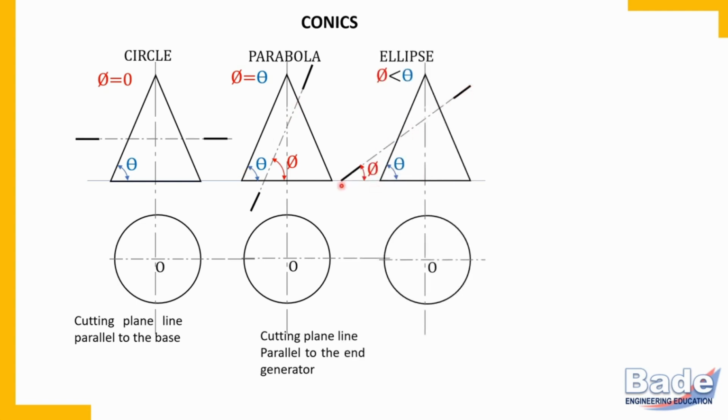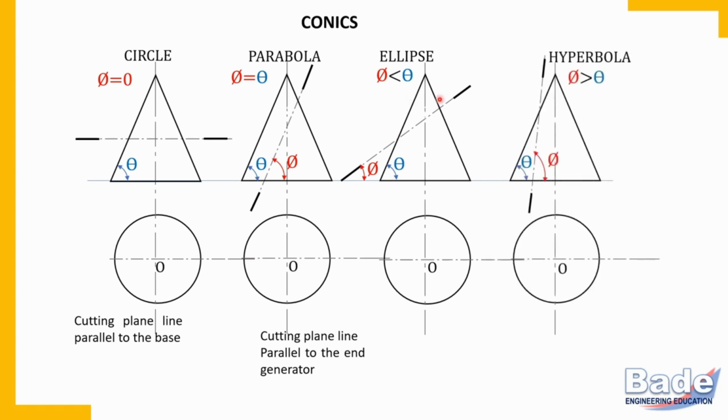When the angle made by the cutting plane with the base is less than the angle made by the generators, then the corresponding section is an ellipse. And when the angle made by the cutting plane with the base is more than the angle made by the end generators with the base, then it is a hyperbola.